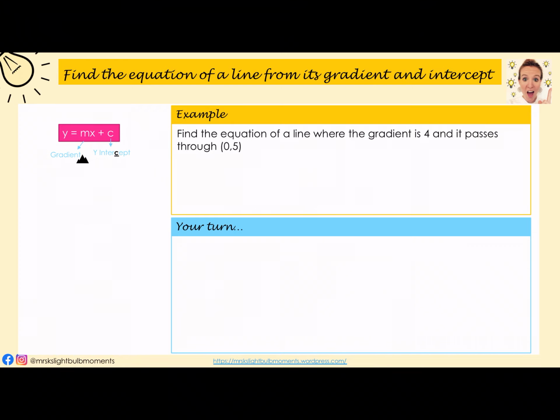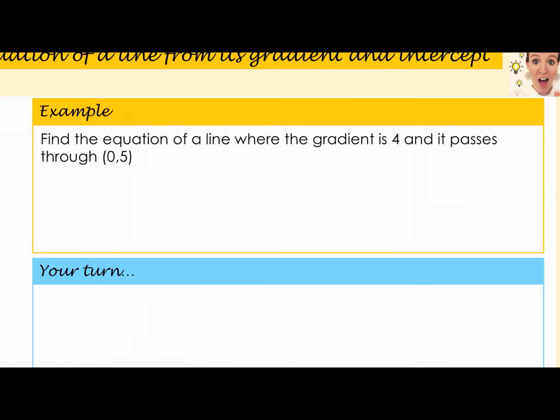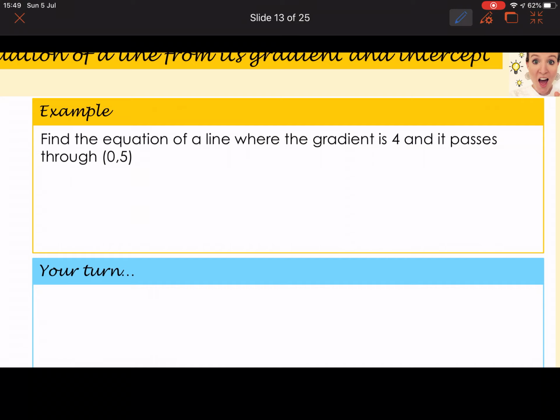Okay, next one. Find the equation of a line from its gradient and intercept. So let's have a look at our first question. Find the equation of a line where the gradient is 4 and it passes through (0, 5). Now we're off to a good start here. Gradient is 4. Well, I know y equals mx plus c. That means it must be y equals 4x because m is my gradient.